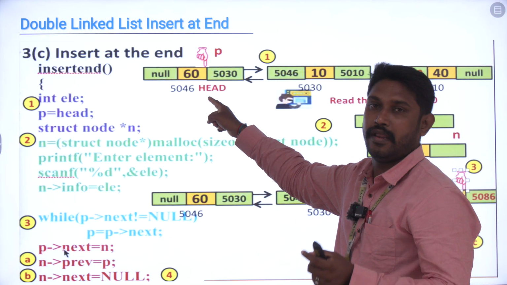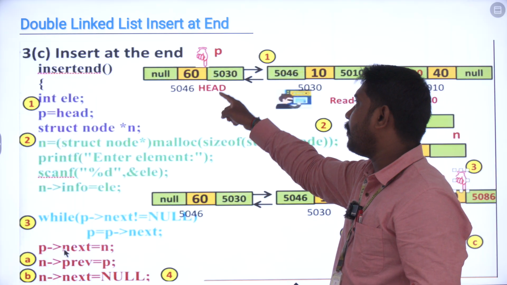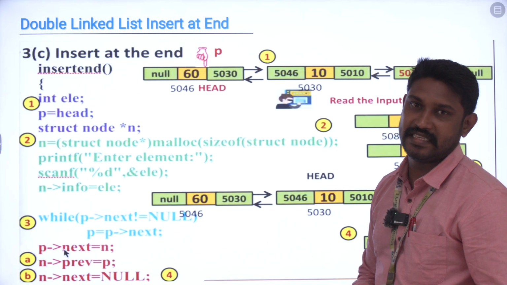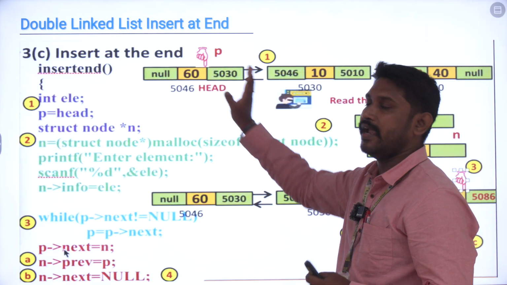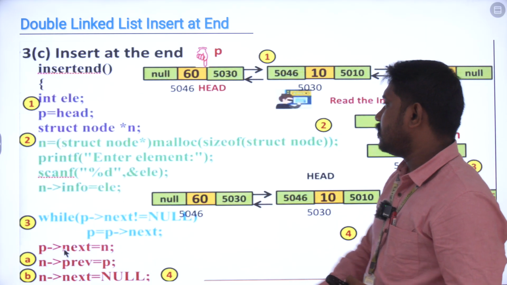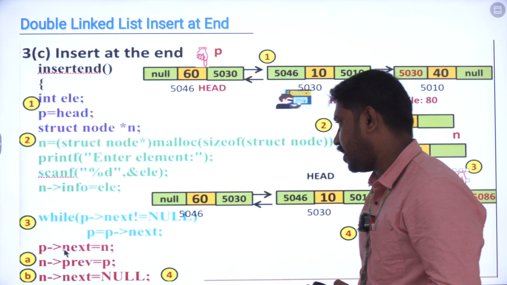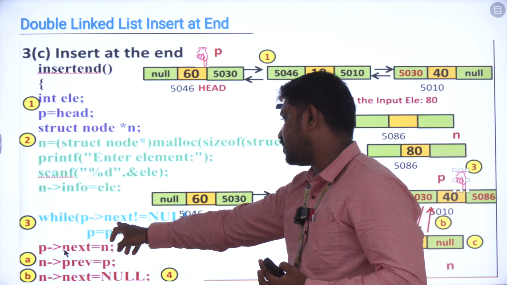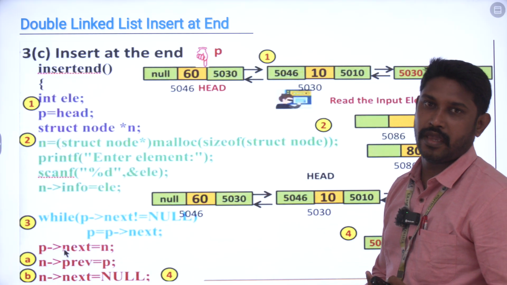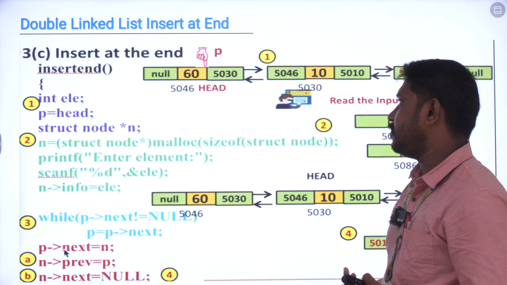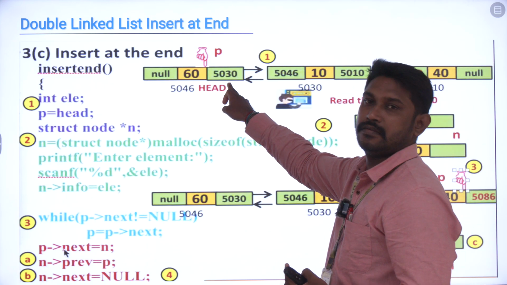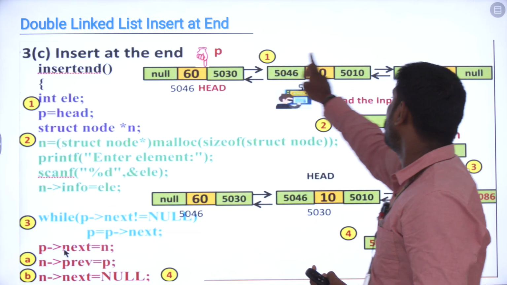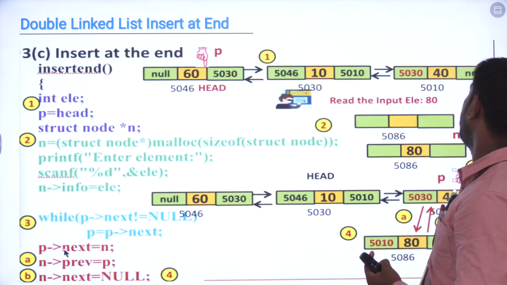The first node is already the header node, and I am going to assign a pointer P to it. P is a pointer that will be assigned to the header node. For that, the same coding is executed. Here I use: while P of next is not equal to null. When that holds, this P node will be moved toward the last node until it becomes null.